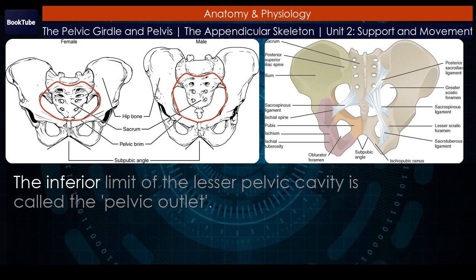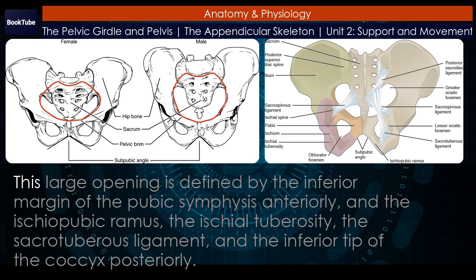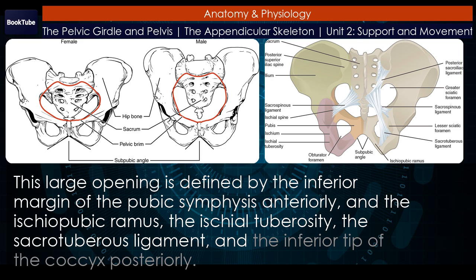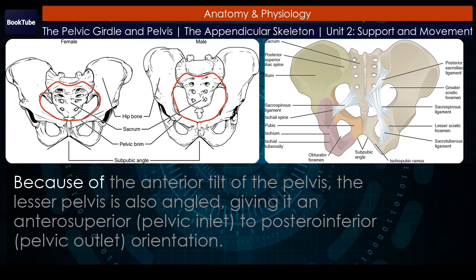Posteriorly, the inferior limit of the lesser pelvic cavity is called the pelvic outlet. This large opening is defined by the inferior margin of the pubic symphysis anteriorly, and the ischiopubic ramus, the ischial tuberosity, the sacrotuberous ligament, and the inferior tip of the coccyx posteriorly. Because of the anterior tilt of the pelvis, the lesser pelvis is also angled, giving it an antero-superior pelvic inlet to postero-inferior pelvic outlet orientation.